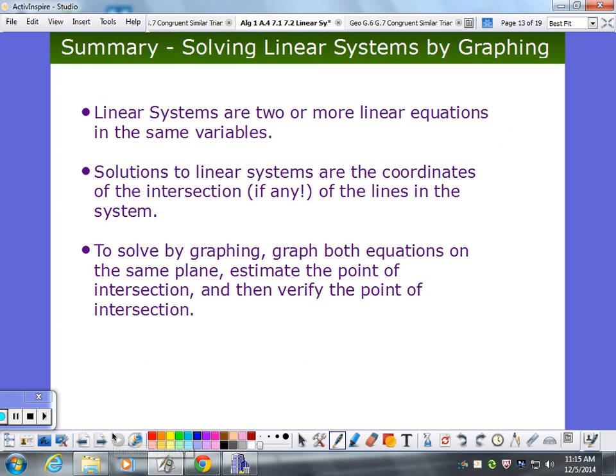So far, what do we know? Linear systems are two or more linear equations in the same variables. Solutions to linear systems are the coordinates of the intersection, if there is one, of the lines in the system. It's where the two lines meet. That point is on both lines. To solve by graphing, graph both equations on the same plane, find that point of intersection, and then verify that that point works in both equations, right? That's where we've been. Easy peasy.